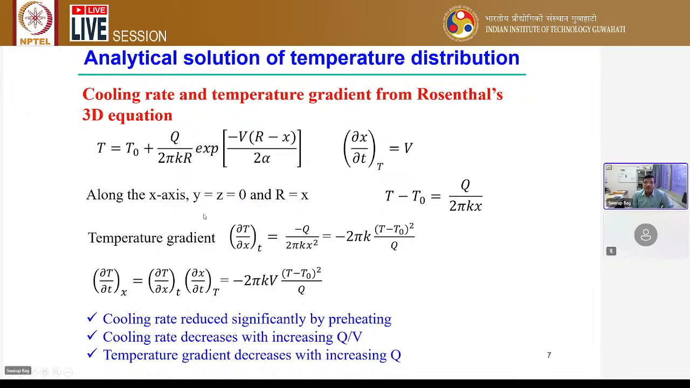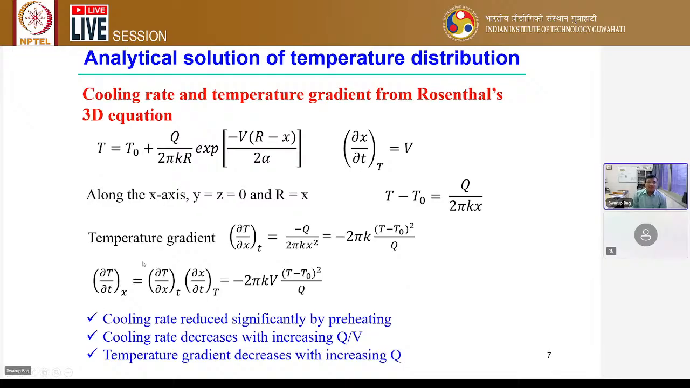Now you can further calculate from this equation, T minus T0 equals Q by 2 pi K x. Here you can calculate the temperature gradient. Del T by del x at constant time equals minus Q by 2 pi K x squared, which is equivalent to replacing the x here, because x is the variable. Writing x in terms of T minus T0, Q and 2 pi K, and putting it in, we are able to get minus 2 pi K (T minus T0) squared by Q. So just replacing the x here, we calculate the temperature gradient.